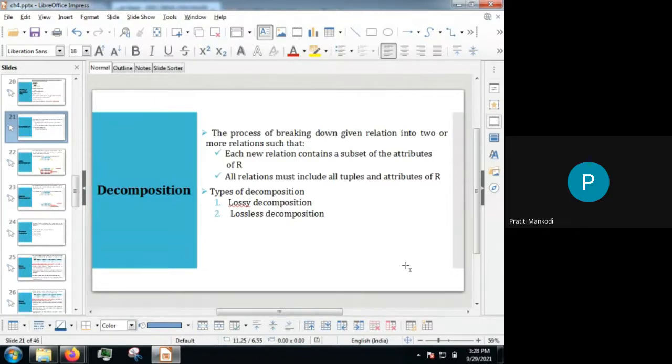Lossy decomposition is, say, when you are splitting a table into two, and when you again join that table, if you are getting the same information again, that becomes lossless. When you are merging it and some information is actually lost, then it is lossy. That's the simple definition, nothing much.